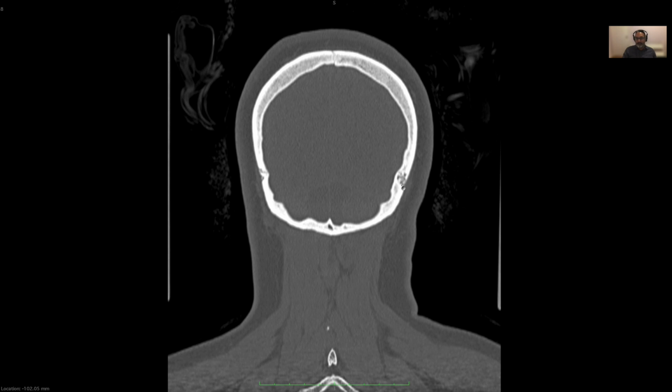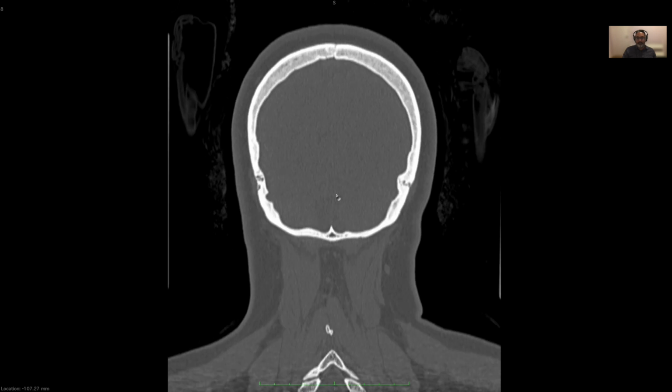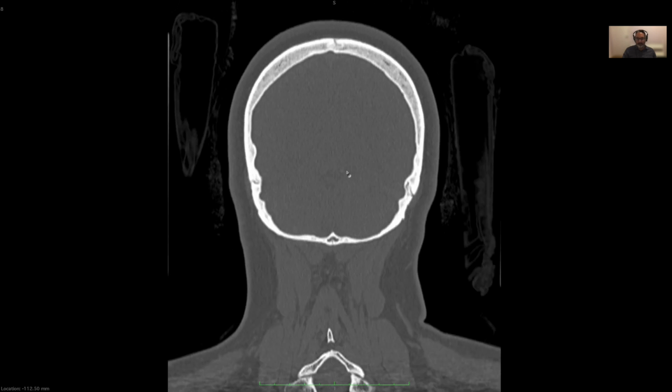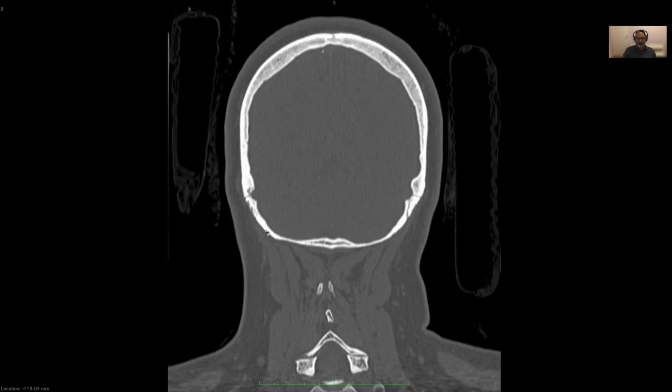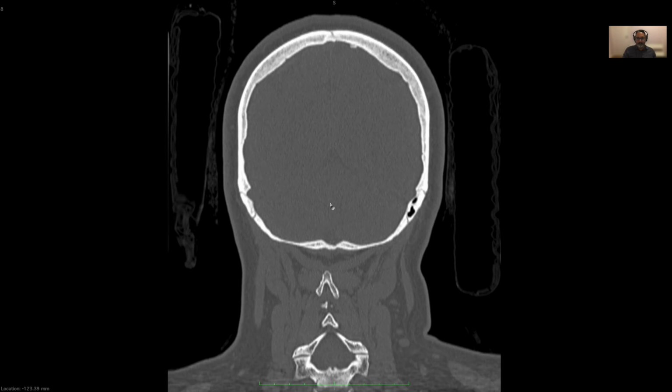That is the suture between your parietal bones and the occipital bone. That's still the lambdoid suture. And now the temporal bone will show up. You'll see it with the air cells. So that's still the occipital bone. Now you're going to see spinous processes show up. Those are the air cells, and now that's the temporal bone.